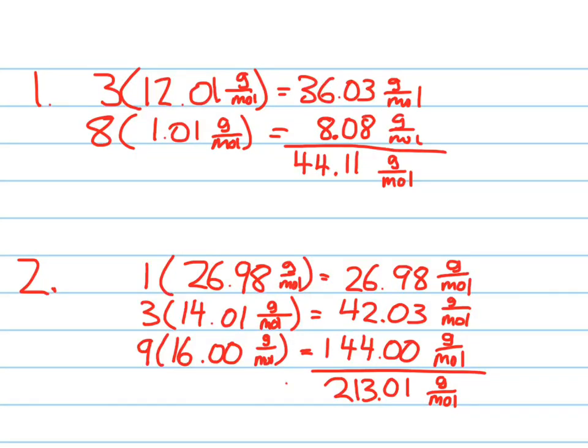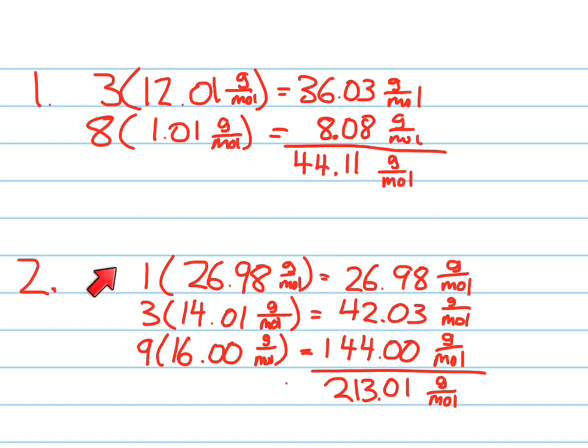Alright, when it comes to calculating molar mass, this shouldn't be all that difficult. Here we have three carbon atoms at 12.01 each. That multiplies to make 36.03. We have 8 hydrogen atoms at 1.01 grams per mole each. That gives us 8.08 grams per mole for a total of 44.11 grams per mole.